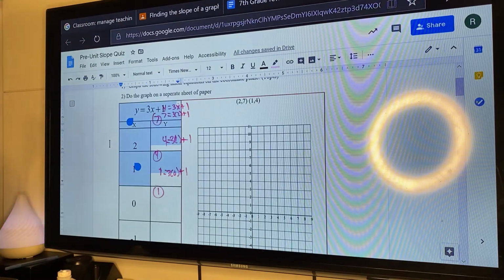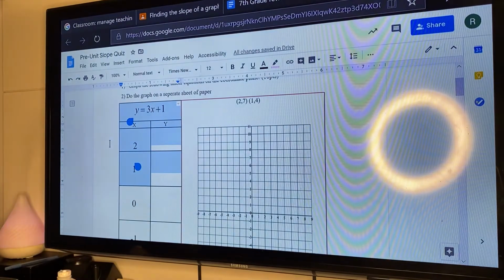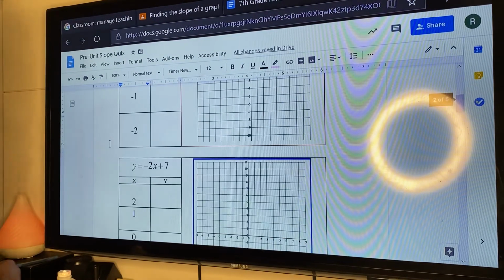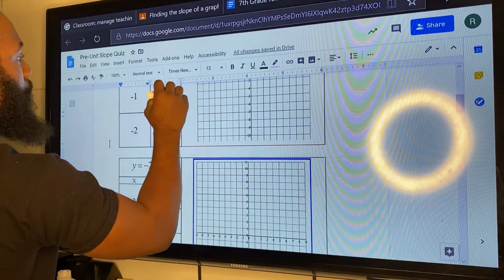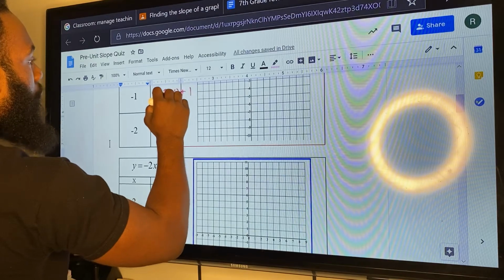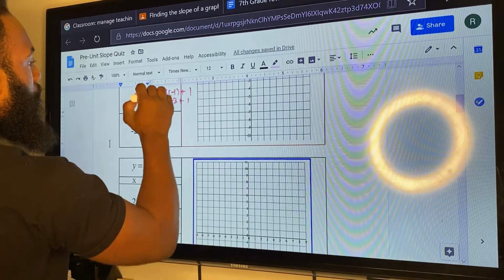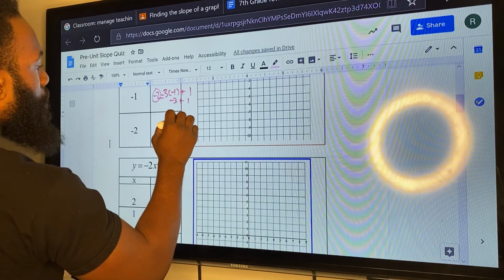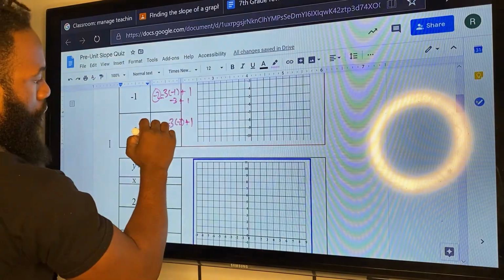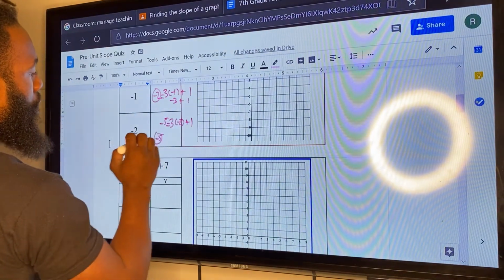All right. Now we're going down. So you can just pause it. Three times negative 1 plus 1, negative 3 plus 1 is negative 2. And then 3 times negative 2 is negative 6, plus 1 is negative 5.